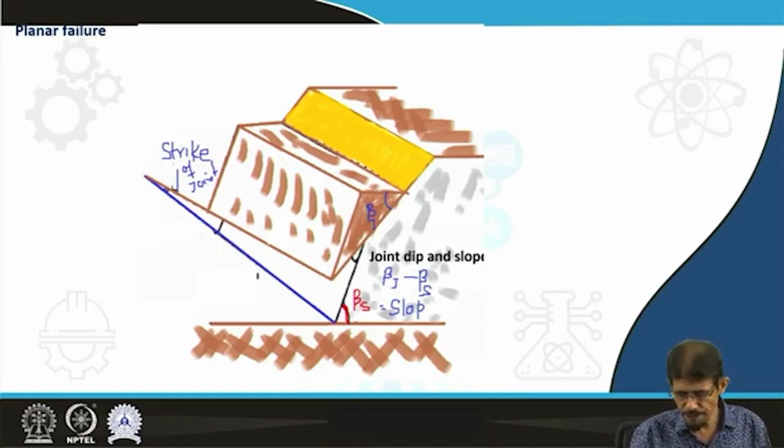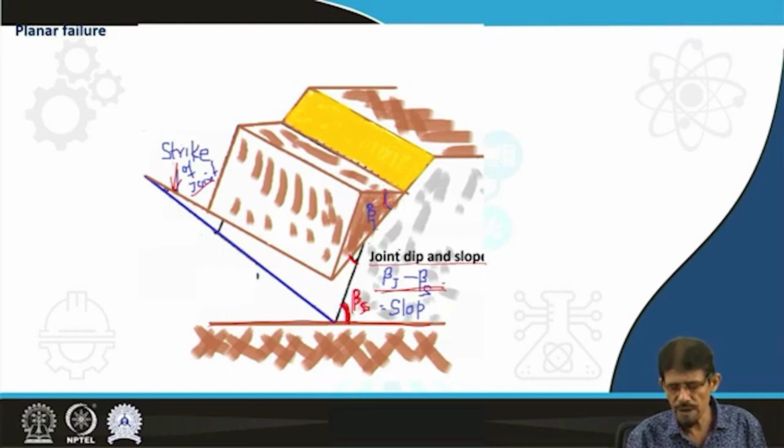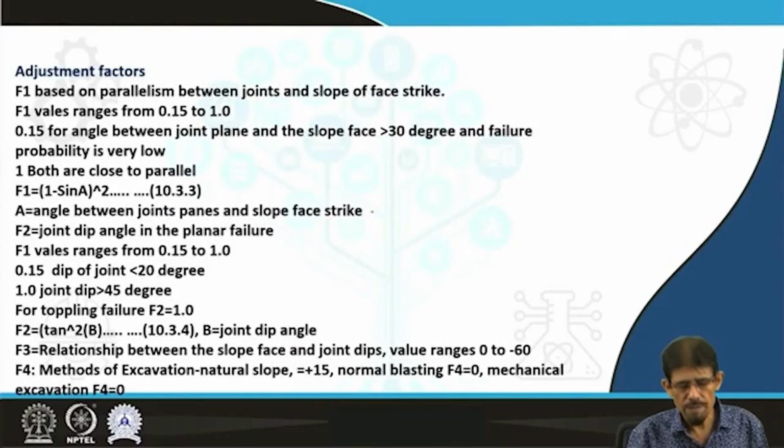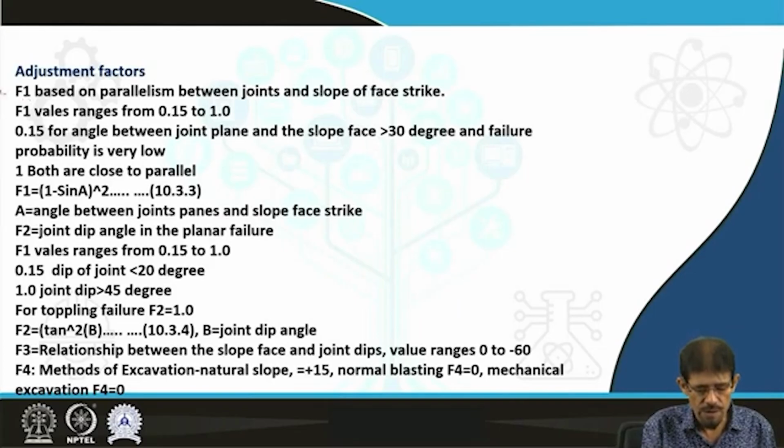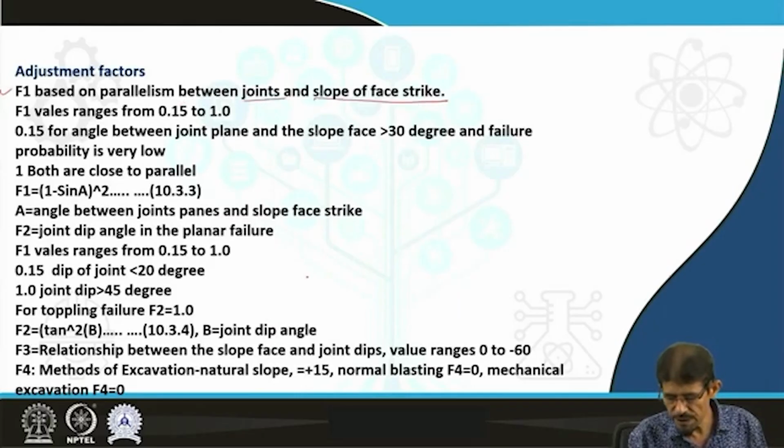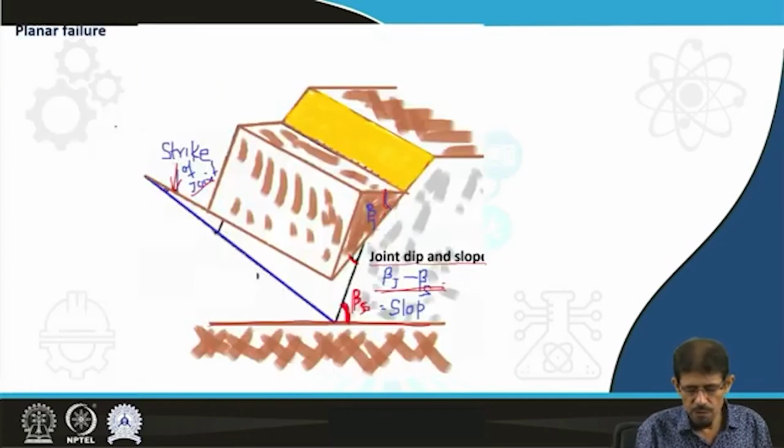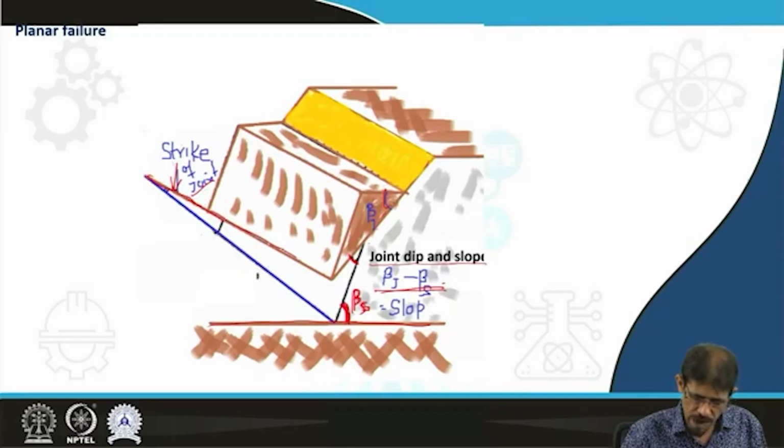Friends, you can see here the joint dip and slope. Here we are going to consider the strike of the joint, and this is the main joint. Here beta S we are representing from the surface, and the joint dip from the slope we are considering this. Another slope beta J we are considering here. So in this type of consideration, the adjustment factor F1 represents the parallelism between joints and slope face strike, and for F2 you can see the strike of the face of slope.